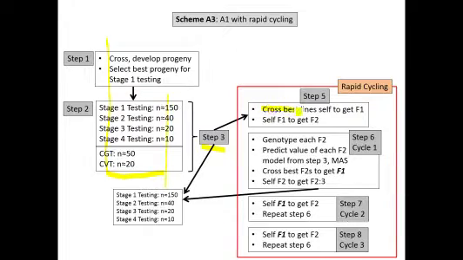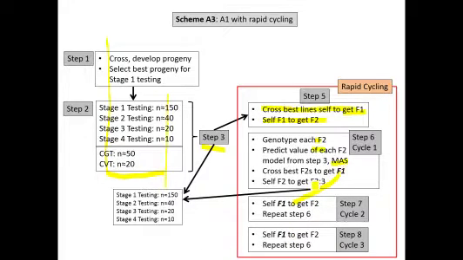You cross the best lines and self them to get F1s. The F1s are then selfed to get F2s, and now you basically enter rapid cycling genomic selection that we described before. You genotype the F2s, predict the value of each one, and may use marker-assisted selection. Cross the best F2s to get F1s, and those F1s enter the next cycle, and it just keeps repeating itself.